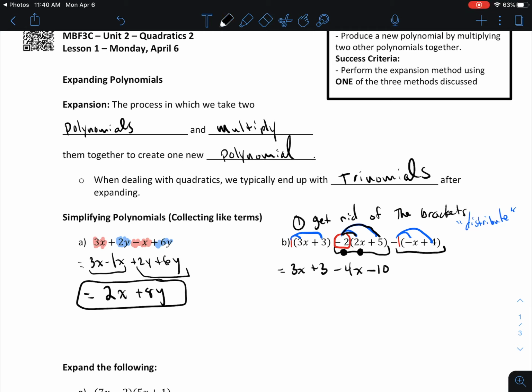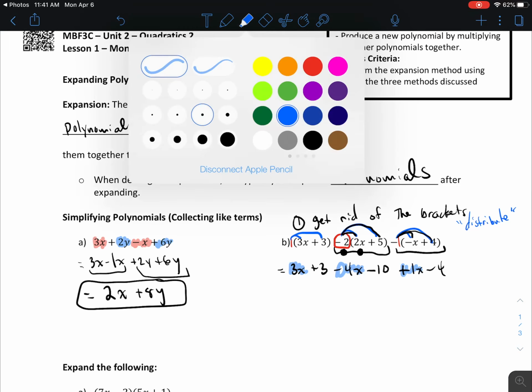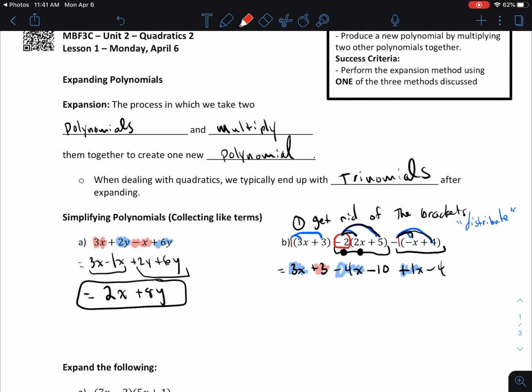So -1, I'm just going to do the same thing now. -1 multiplied by -x is going to be +1x, right? Because a negative times a negative is a positive, right? And then I go -1 multiplied by +4. That's going to be -4. Okay. And now I can just take everything. I can just do the same thing as in part A. I'm going to take all the things that are like, and I'm going to write them beside each other. Right? I'm going to rewrite this line just with the similar terms clumped.